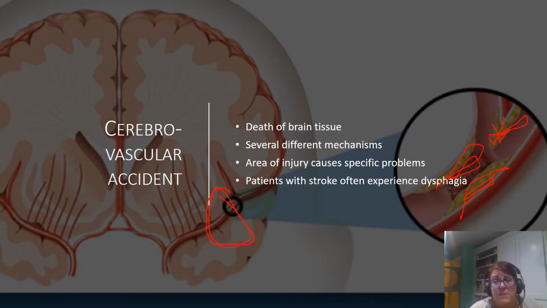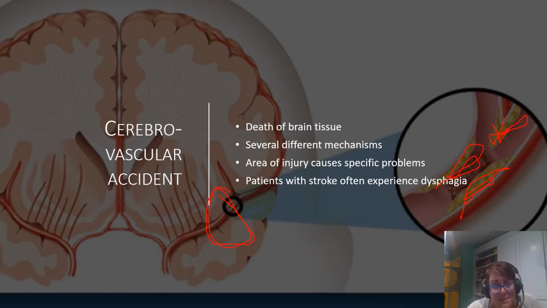Areas of injury cause specific problems which may impact nutrition. Injury to the right may cause problems with feeding, swallowing, and speech, while left-sided strokes may cause sight and hearing loss, which can lead to neglect of food on the plate. Patients with strokes, no matter the type, often experience dysphagia, or difficulty swallowing, which presents unique nutritional challenges.